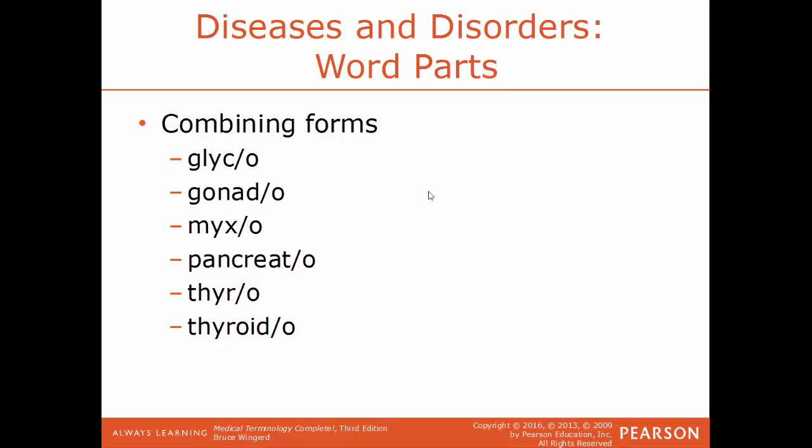Glyco is a reference to a sugar. Gonado is a reference to the gonads. Mixo is a reference to mucus. Pancreato is a reference to the pancreas. Thyro or thyroido, both are a reference to the thyroid gland.